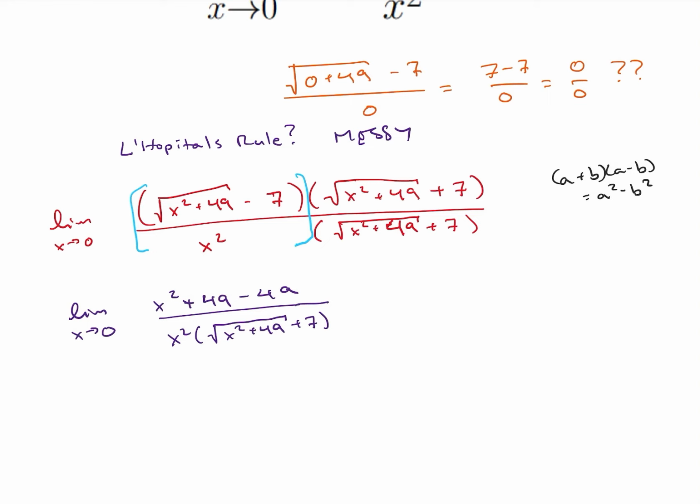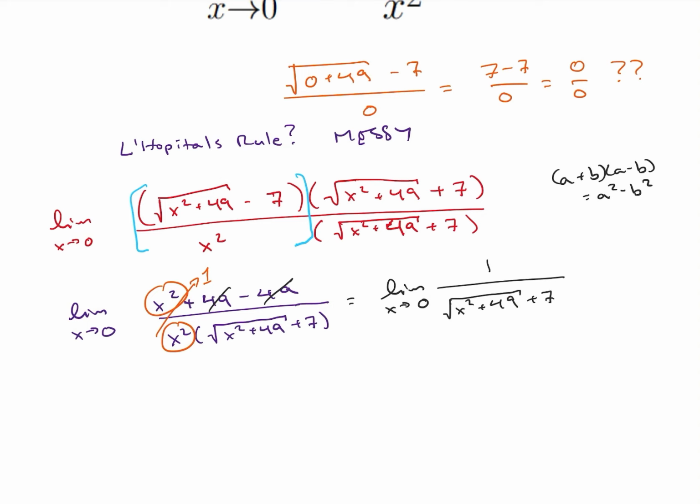All right, and very quickly I see that these 49s are going to cancel. And then I'm left with this x squared in the numerator and the x squared in the denominator. So those guys are going to combine together and form just a 1. And what we're going to be left with now is the limit as x approaches 0 of 1 divided by the square root of x squared plus 49 plus 7.